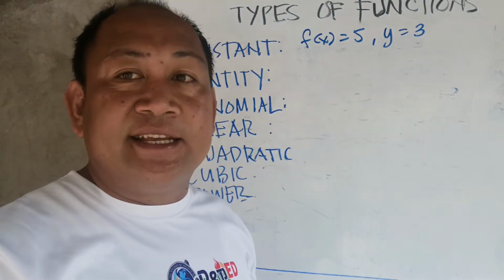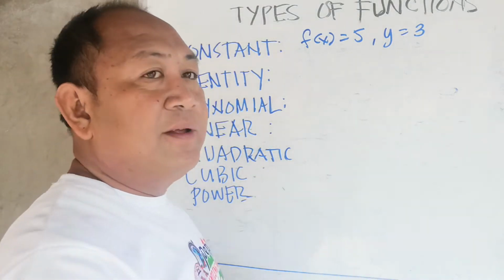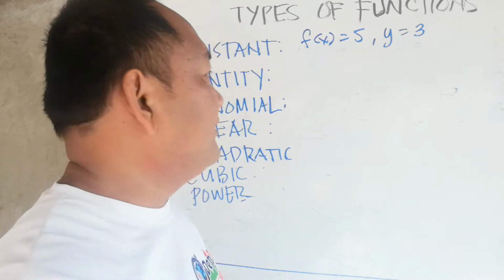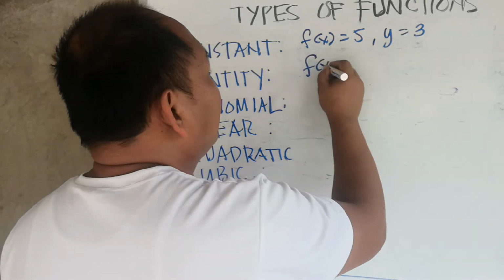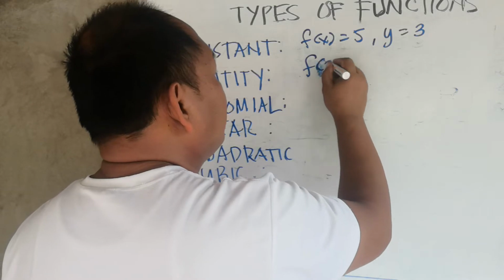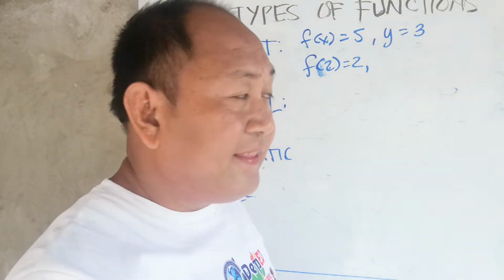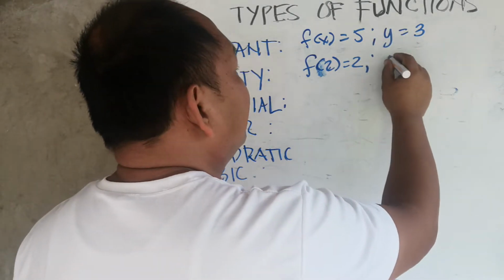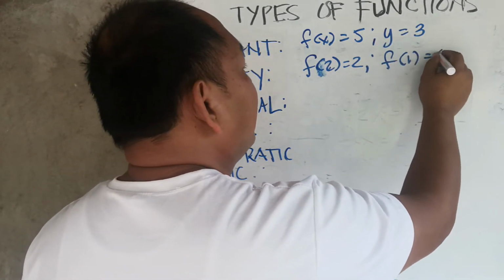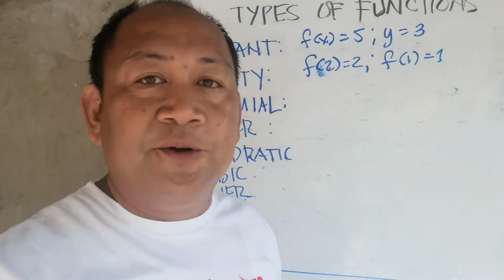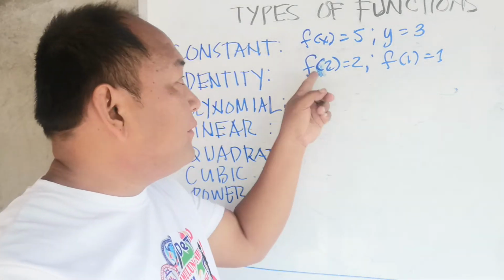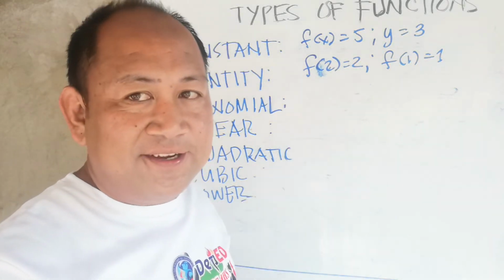What about the second? That's identity function. What are examples of identity function? We have f of 2 equals 2. That is an identity function. Another, f of 1 is 1. That is also an identity function. You notice the value is equal to the function itself.